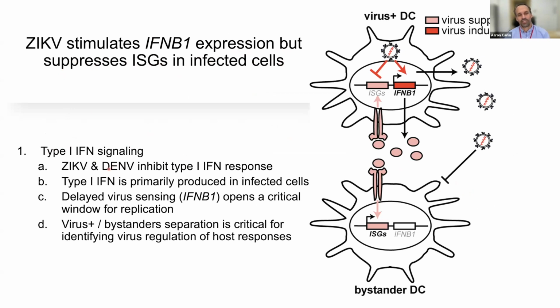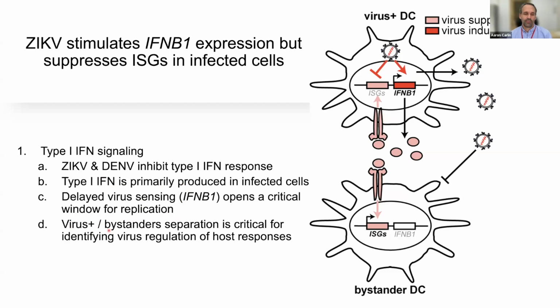So Zika virus and dengue virus both do this. They both inhibit the type 1 interferon response, but not the production of interferon beta. Type 1 interferon is primarily produced in infected cells, so it is recognition of the virus in those infected cells, but it's late recognition that drives interferon beta. And that opens a critical window for replication.